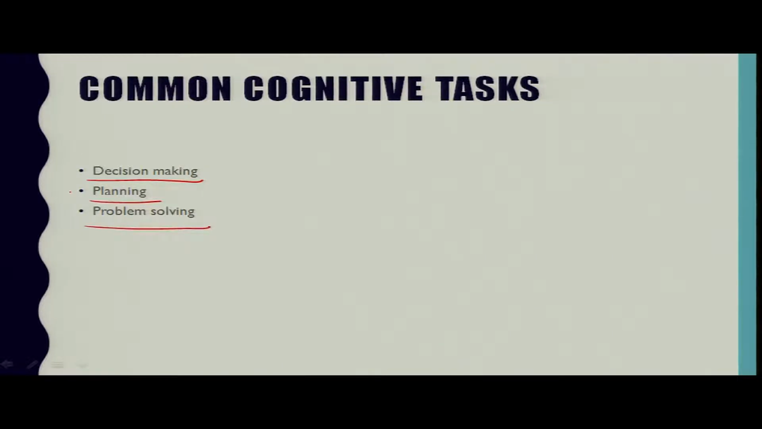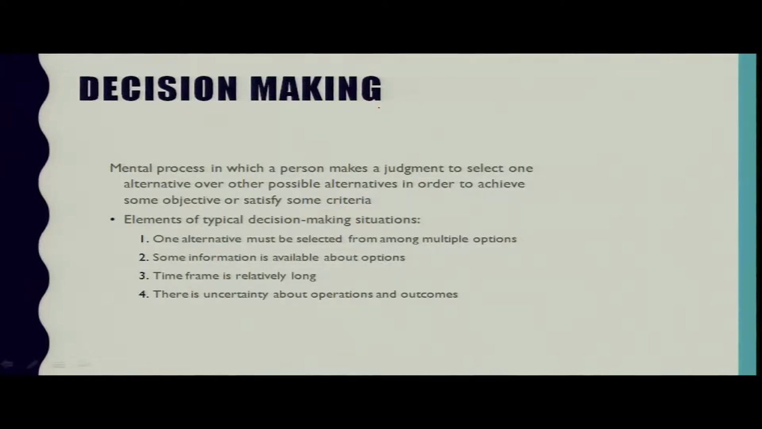We will take these three things one by one. As far as decision making is concerned, this is a cognitive operation in which a person makes a judgment to select one alternative over other possible choices in order to achieve some objective or to satisfy the required criteria. Decision making is a central activity in human information processing because it is an integral part of so many other cognitive processes. So it is a mental process in which a person makes a judgment to select one alternative over other possible alternatives in order to achieve some sort of objective.